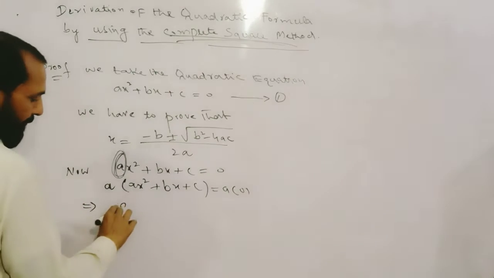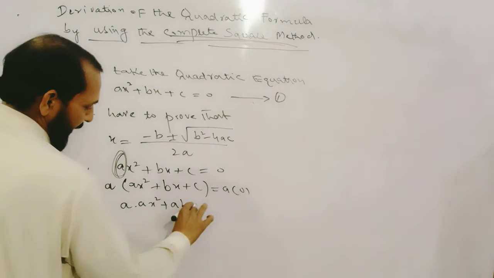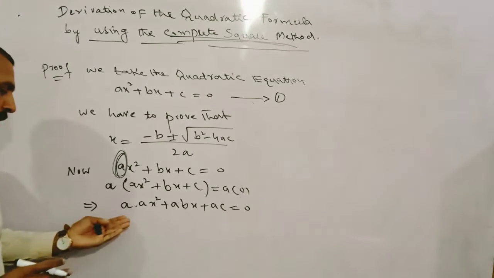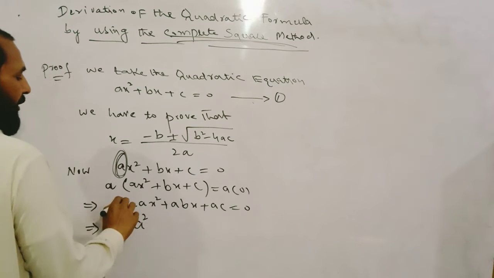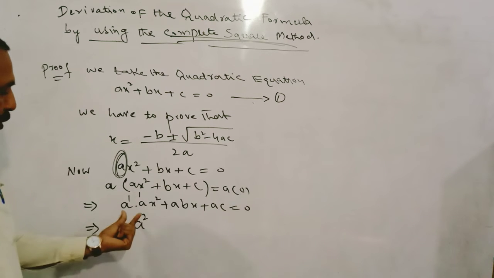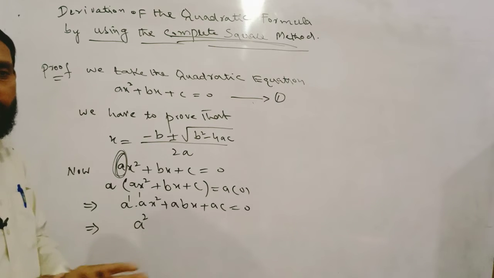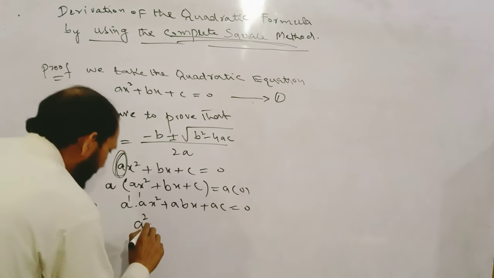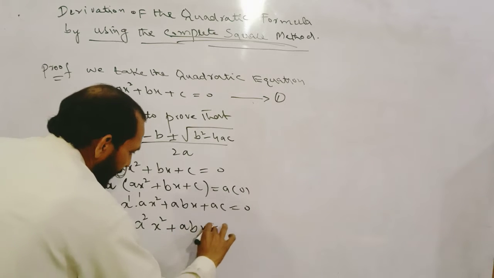This implies that a times ax square plus abx plus ac is equal to 0. Now, after simplification, a is the variable and both have powers. When the variables are the same, then we add the powers. So a square x square plus abx plus ac.